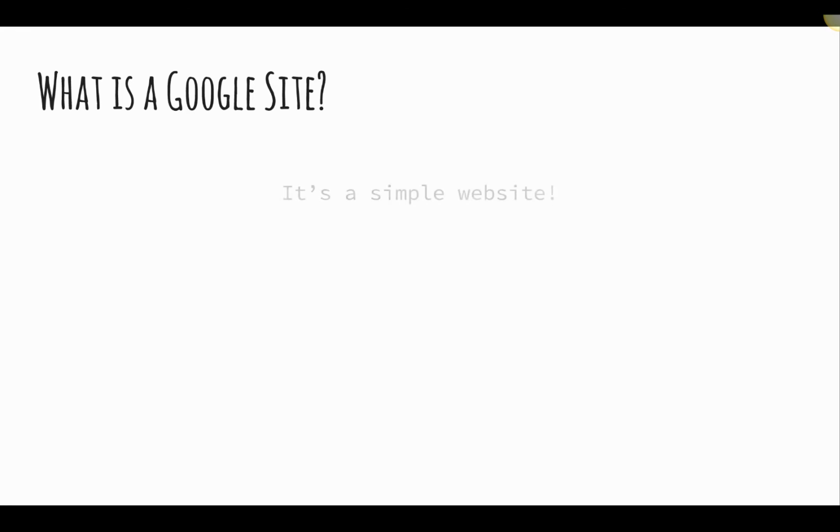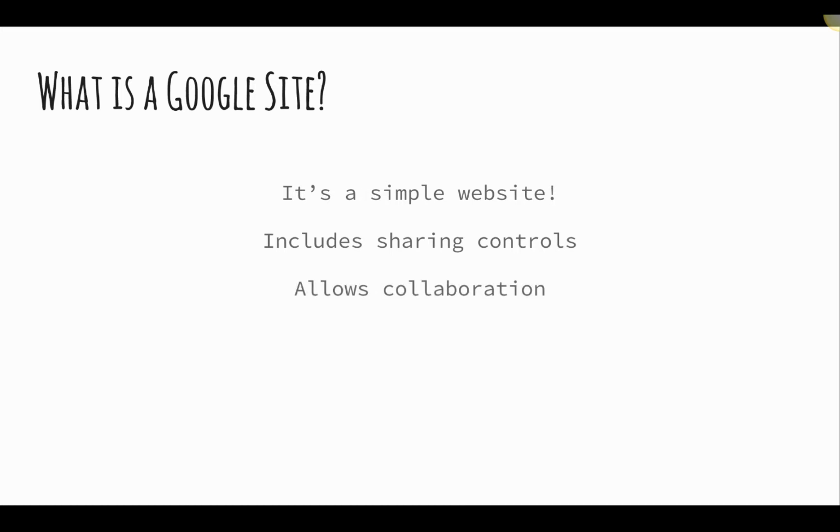So what is a Google site? It's really just a simple website, and you can make it for free. You can add lots of content. You can actually control sharing. So unlike some websites, once you make them public, they're public. This one you can actually make available to only a limited number of people. You can actually have contributors and collaboration when it comes to these sites, so more than one person can work on a site together at the same time. The same way that you can do that with Google Docs and Google Slides.